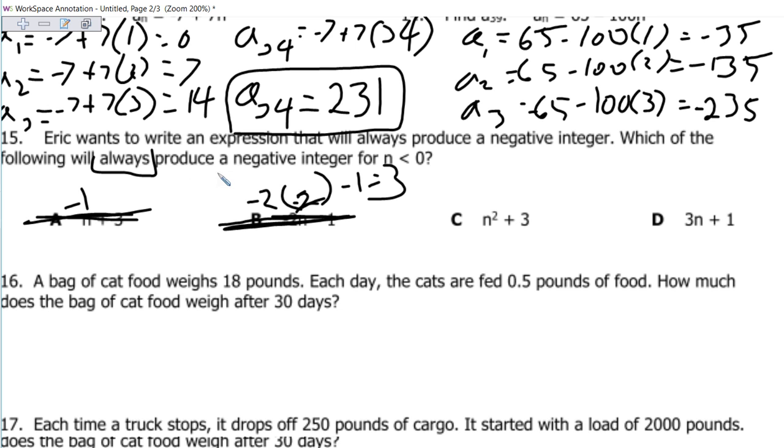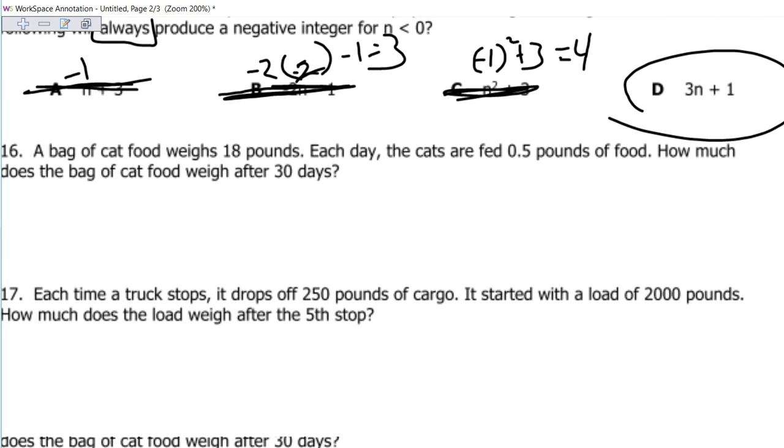So let's try C. Let's try negative 1. So negative 1 squared plus 3. So that's going to be negative 1 squared, which is 1, plus 3 is 4, and that's positive. So it leaves us with only one answer choice, and that would have to be it. Okay?